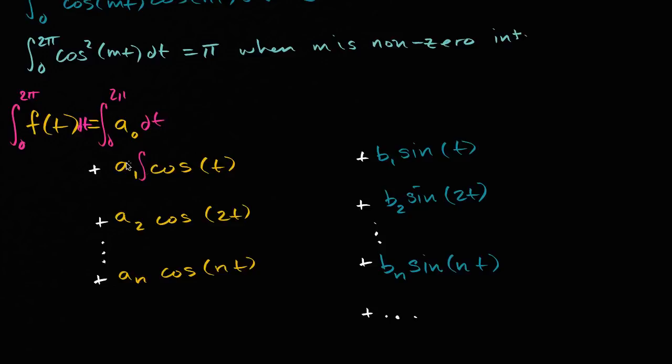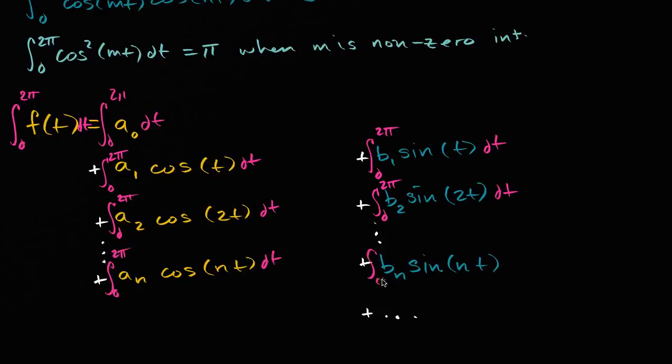Let me just write it like this: 0 to 2 pi dt, 0 to 2 pi dt, and so on. This is getting a little monotonous, but it'll be worth it. We'll do it for every single one of the terms.